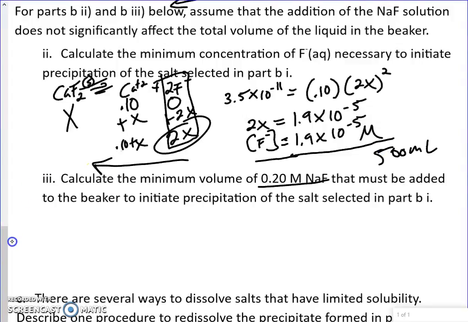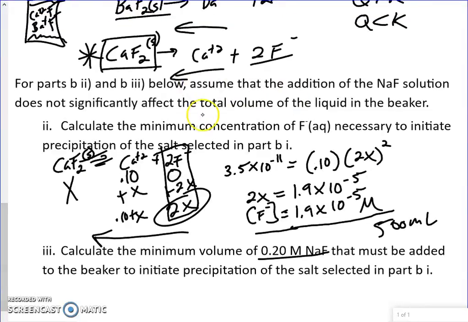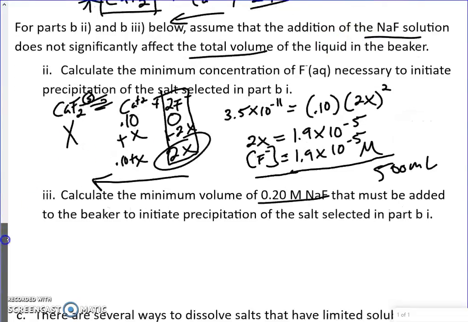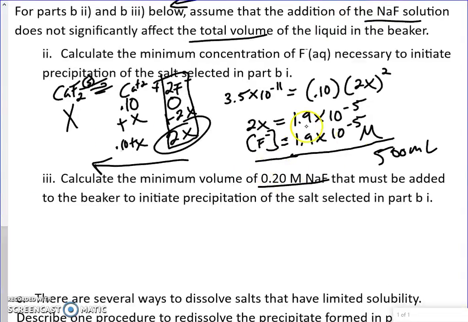And remember back up to that weird statement at the beginning, it says to assume the total volume of the beaker, the 500 milliliters, is not affected by the additional volume of sodium fluoride. Why is that important? Because now we can do the math. If we know this is our molarity of fluorine in our 500 milliliter solution, because the amount of sodium fluoride is not affecting the 500 milliliters, we can backtrack that to how much volume we need of this.